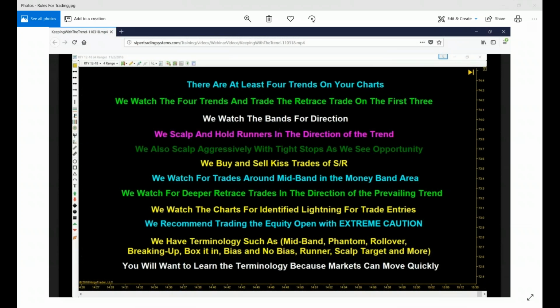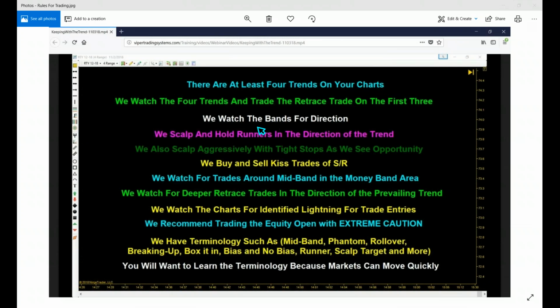Right off the bat, though, you need to also know that there are at least 4 trends on your charts. There's Lightning 1, Lightning 2, Lightning 3, and Lightning 4. Now, Lightning 1, you don't really use to short. If it changes trends from long to short on Lightning 1 or even 2, you're staying with the overall trend, which is 3. So we watch those 4 trends and we trade the retrace trade on the first 3.